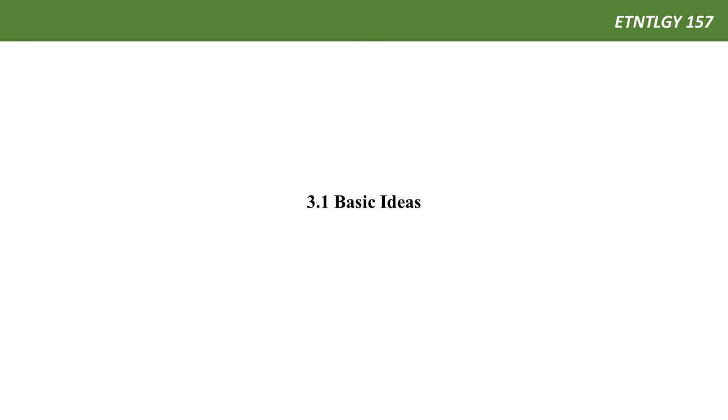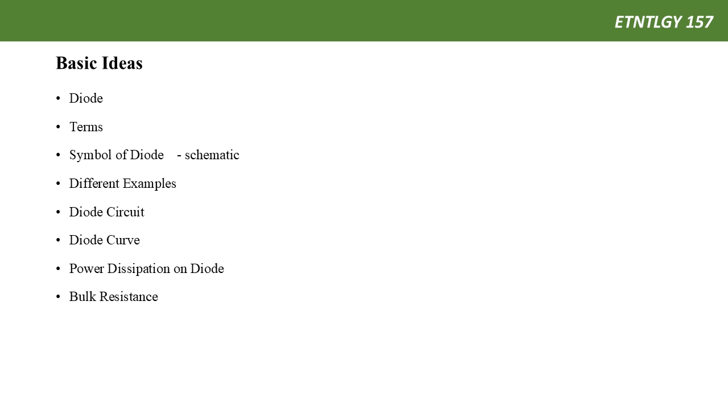3.1 The basic ideas. And then we're going to talk about the diode, the terms for diodes, the symbol of diode, and then a few examples, some diode circuits, and then a curve called a diode curve that can show the behavior, the characteristic of a diode. And then we're going to talk about the power dissipation, also the bulk resistance of a diode.